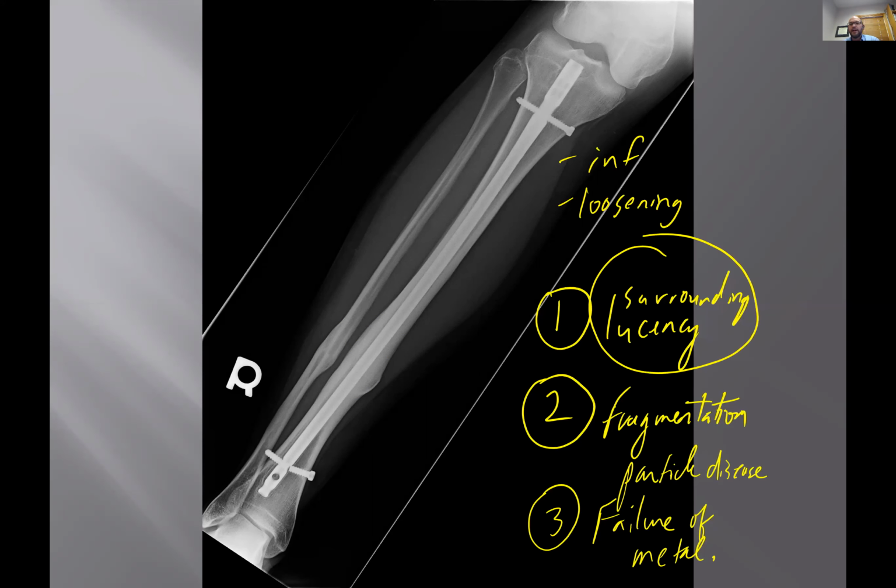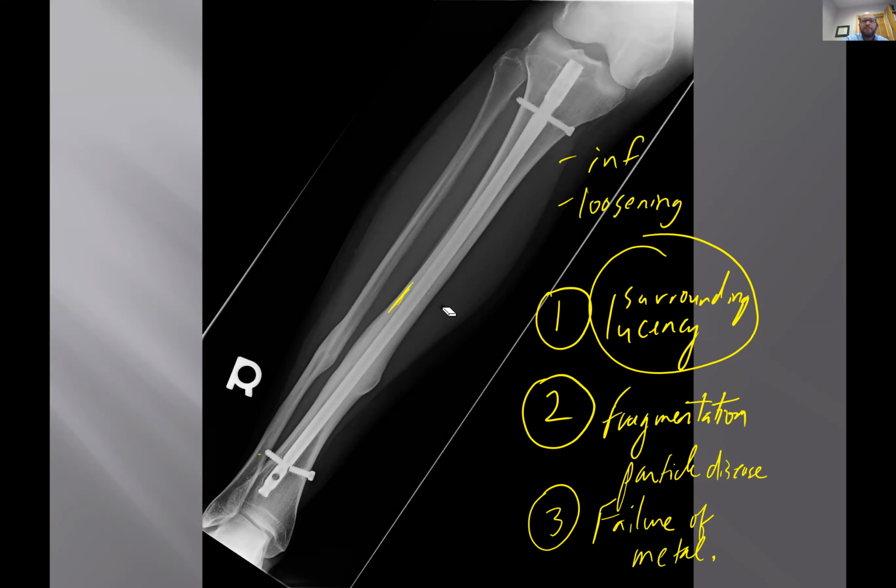Okay, infection or loosening. Surrounding lucency is bad, fragmentation is bad. You would love to see a nice sclerotic rim around stuff, and I think you can see a little bit of a sclerotic rim down there. That's a good sign that it's nice and good.